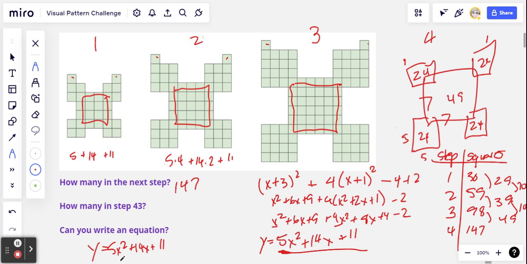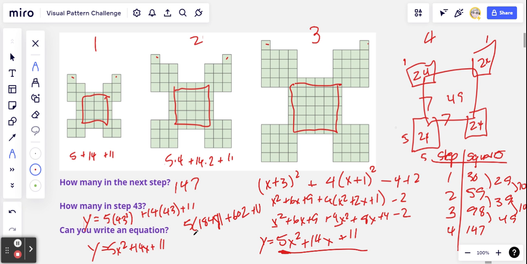And all we have to do is plug in 43 for x to get the number of squares in step 43. You probably want to take out your calculator for this one. So that is 5 times 43 squared plus 14 times 43 plus 11. Let's see, 43 squared is 1849. And what is 14 times 43? Oops, let me draw that a little more clearly. So 430, and then so 602, I think, and plus 11.